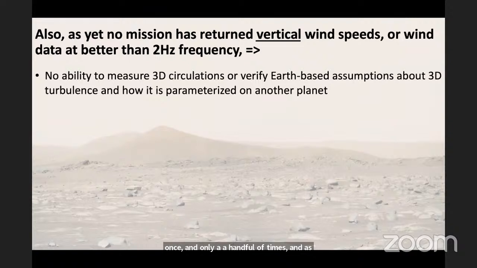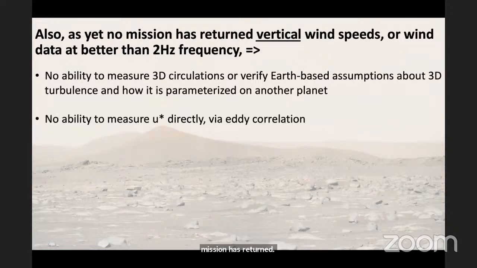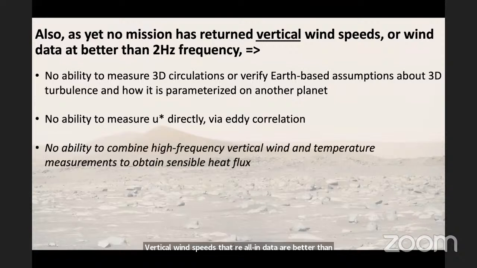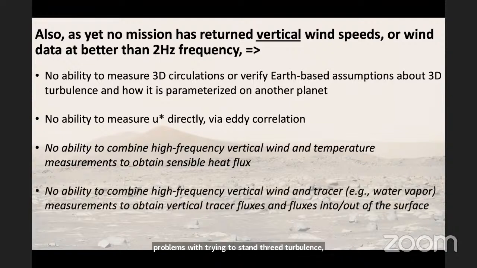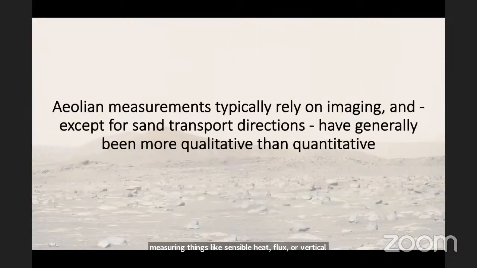And as yet, no mission has returned vertical wind speeds or wind data at better than 2 Hertz frequency. So there are obviously all these problems with trying to understand 3D turbulence, measuring u-star directly via eddy correlation, and measuring things like sensible heat flux or vertical tracer fluxes. And I know Germán will talk more about this later.